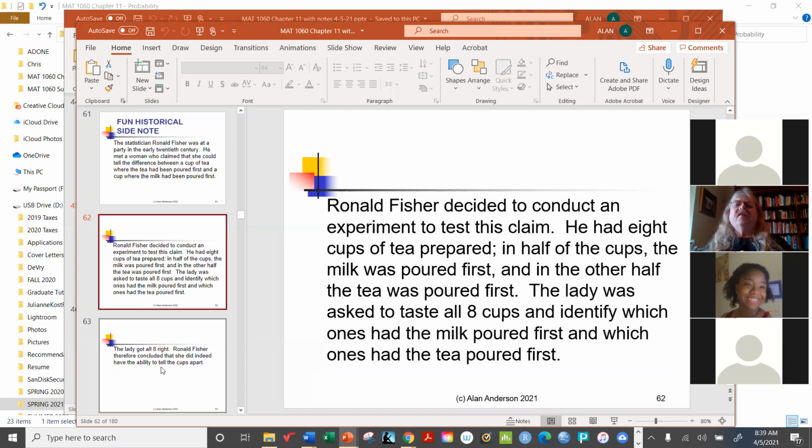So this proved to be a very important result, because he went on and he wrote or developed a lot of other results from this experiment.